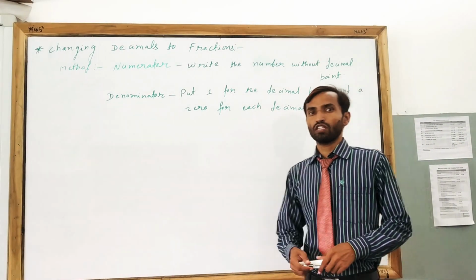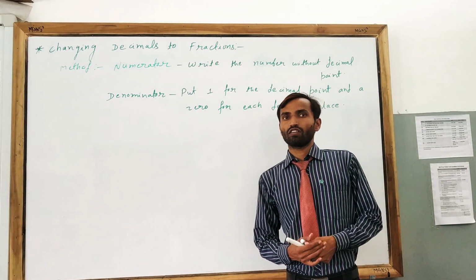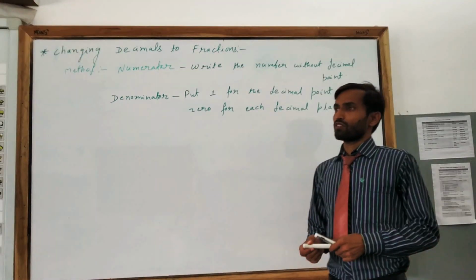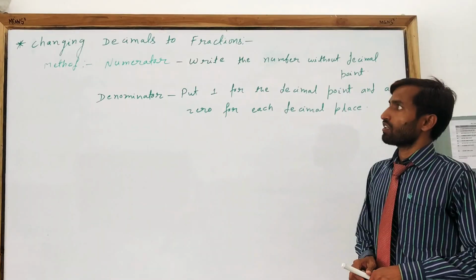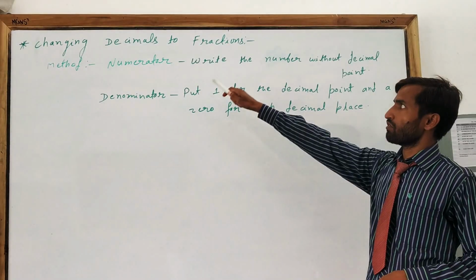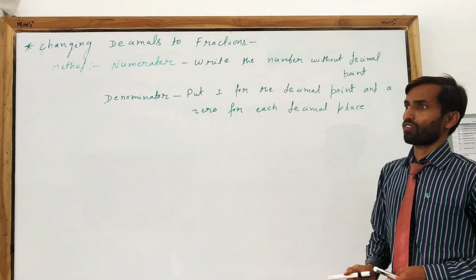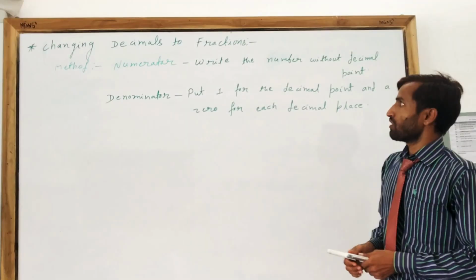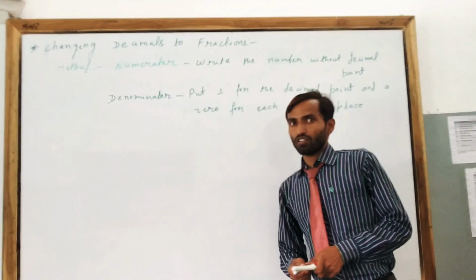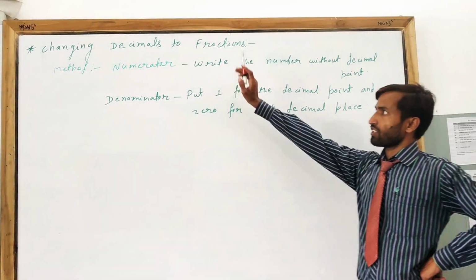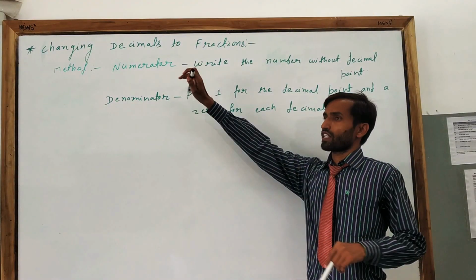In the last video we saw how to add or subtract decimal numbers. In this video I will explain how to change a decimal to a fraction, or a fraction to a decimal. How will we convert? First of all, you have to follow a method. The first step is to make the numerator.